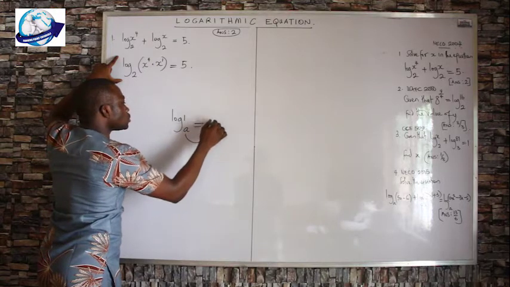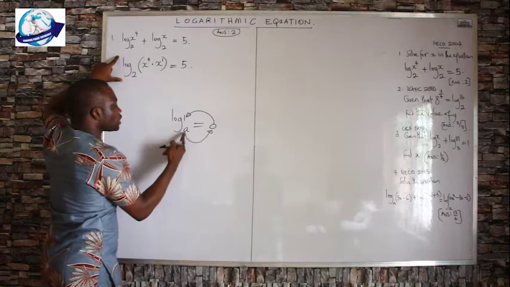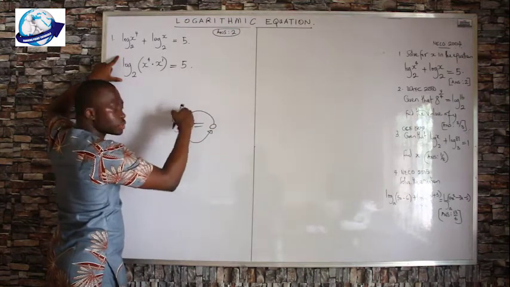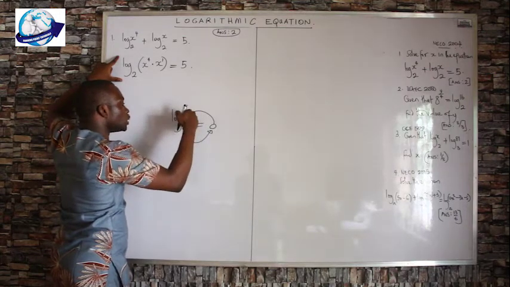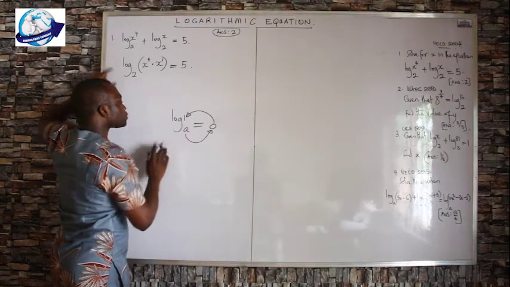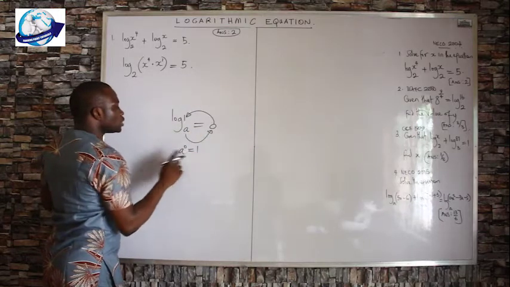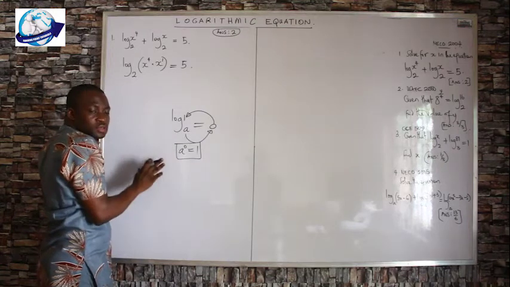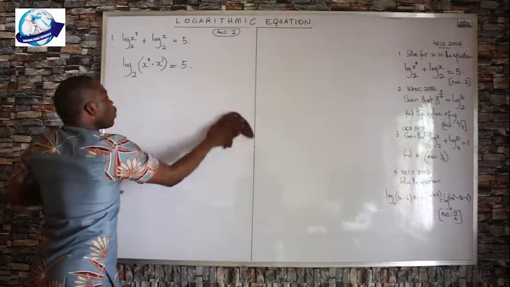This into this. So what it's trying to say is this, that a raised to the power of 0 is equal to 1. I repeat, a raised to the power of 0 is equal to 1. That means this equation is no longer logarithm, but it's now indices. And it's easier for you to solve. So, now work this here.